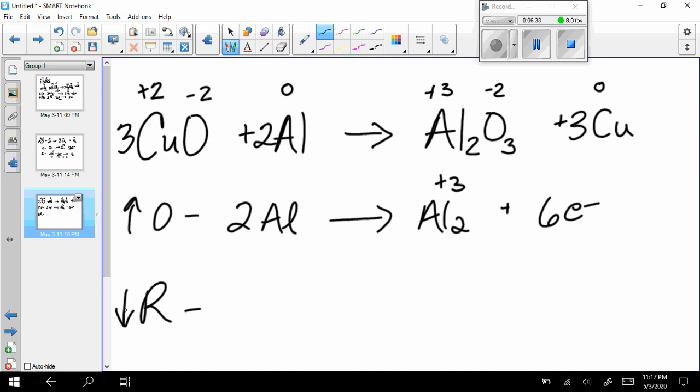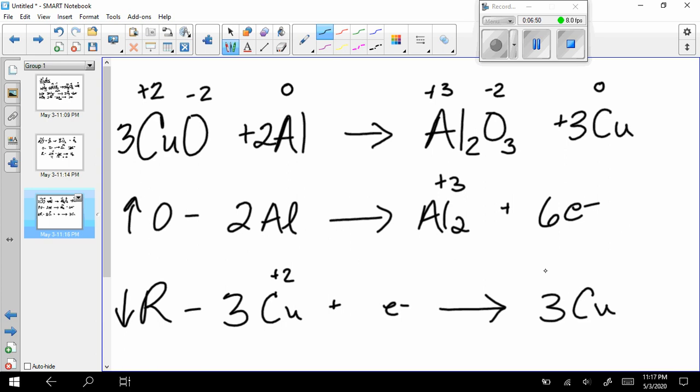Reduction, the one that's going down. So 3 Cu's at +2 plus electrons makes 3 Cu's. The charge is changing from a 2 to a 0, so that's a change of 2 times 3 atoms, 2 times 3, 6 electrons, and these balance.